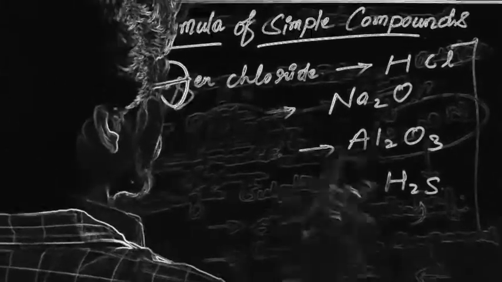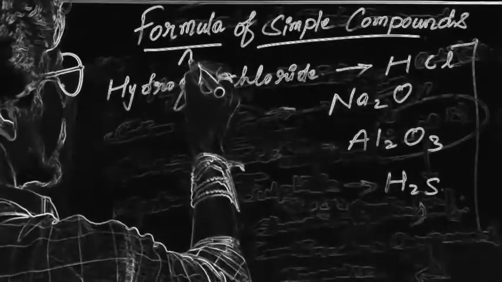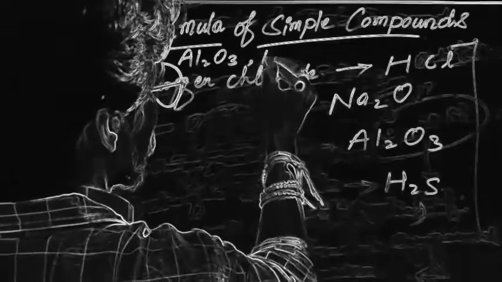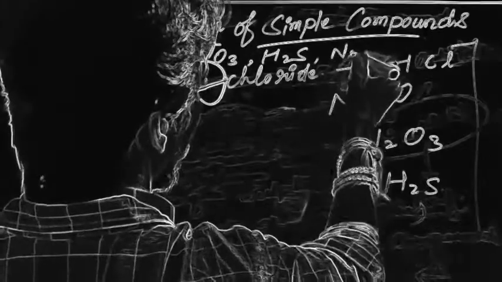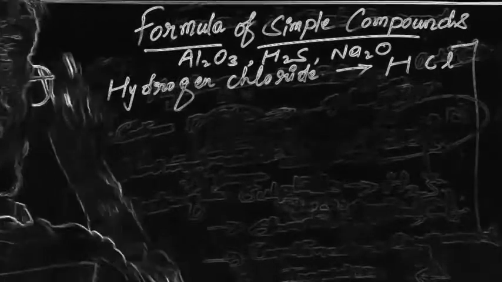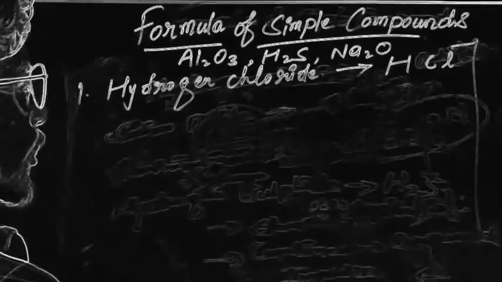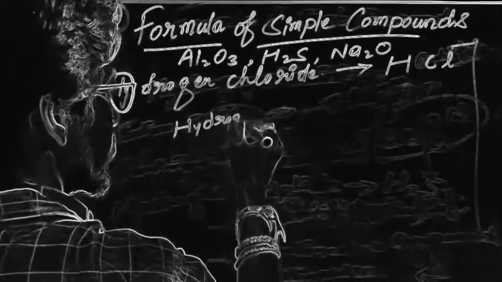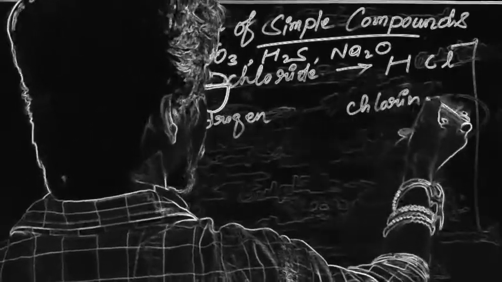Let me write the names here so I will remember: Na2O, then Al2O3, then H2S. Okay. So our first chemical compound is hydrogen chloride. You write separately hydrogen and chlorine.